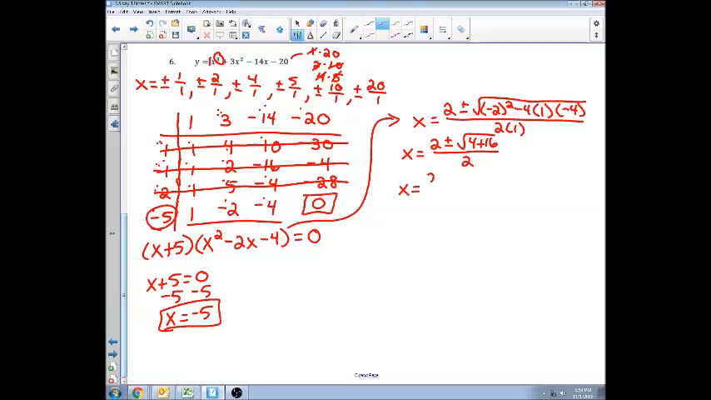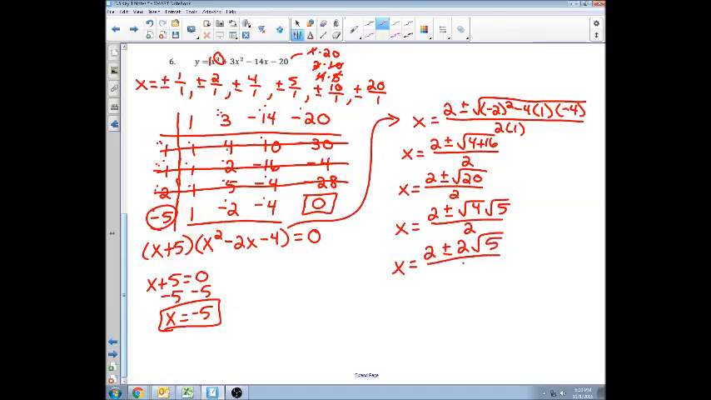X would equal 2 plus or minus the square root of 20 over 2. Now 20 I can break up. I can break that up into the square root of 4 and the square root of 5. So I can take 2 plus or minus the square root of 4 and the square root of 5 all over 2. I do have a square root for 4, so 2 root 5 over 2. Now, I have a term that has a 2. I have another term that has a 2. So I do have a GCF here.